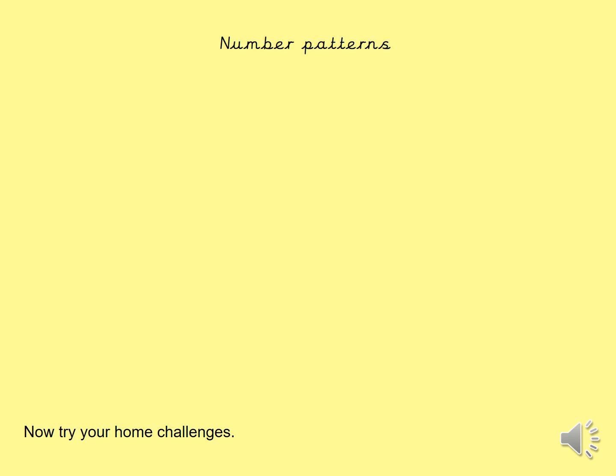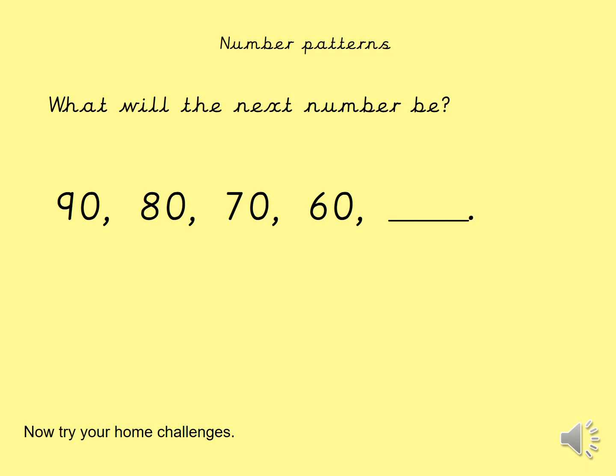Let's try another number pattern. What will the next number be? Remember what you need to do. Read the numbers and think about what the number pattern is. Let's do it together. 90, 80, 70, 60. Ooh, what's happening here? It's not counting on. We are not getting higher. So that means we are counting back. But how much are we counting back each time? To get from 90 to 80, how many have we counted back? Pause the video and see if you can work this one out.